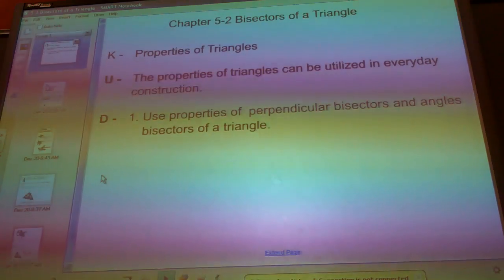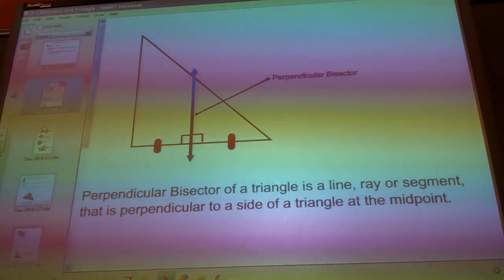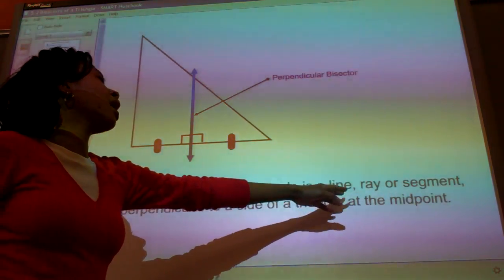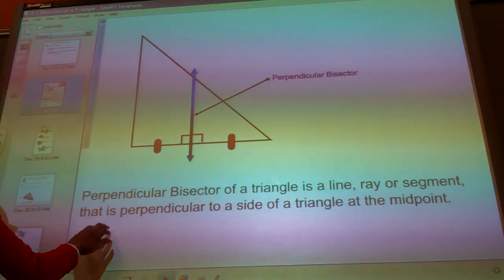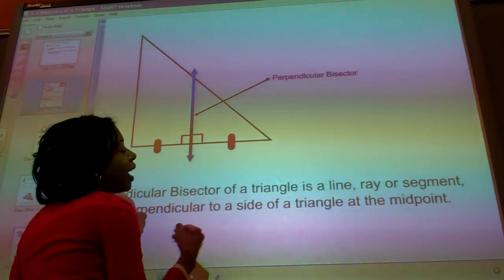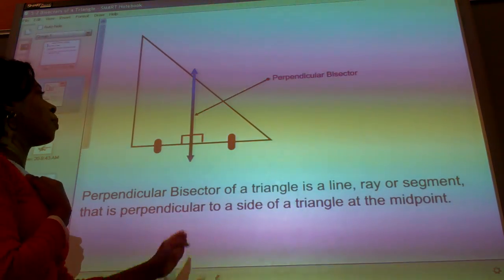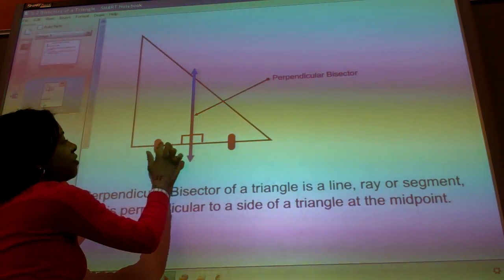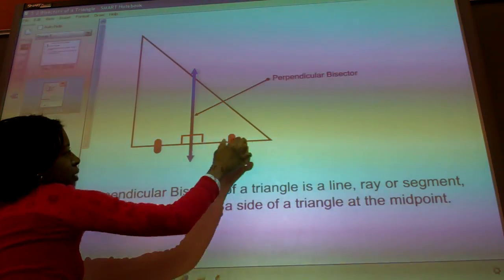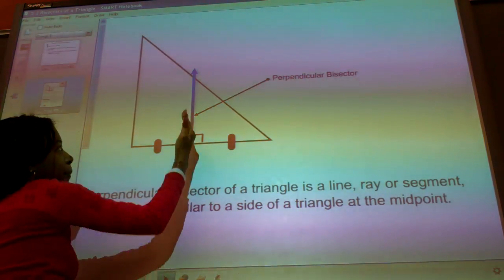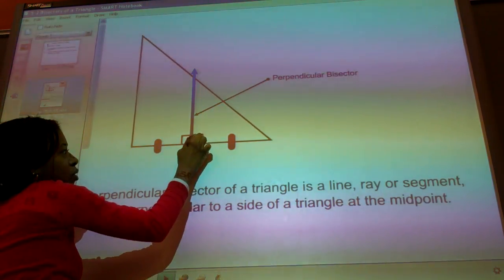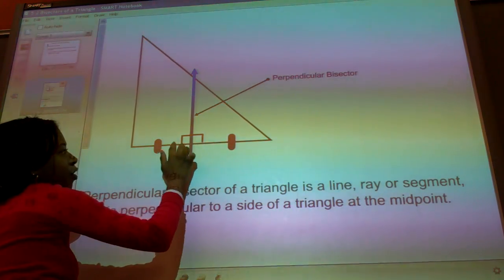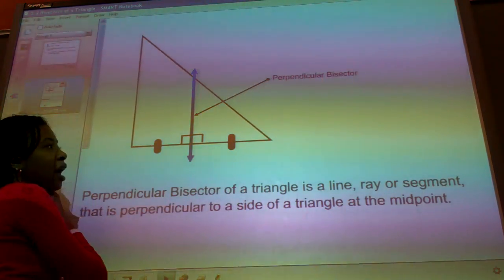To begin, we're going to start with a perpendicular bisector. A perpendicular bisector of a triangle can be a line, a ray, or a segment that is perpendicular to a side of a triangle at its midpoint. For example, my blue line here is a perpendicular bisector. It evenly divides this bottom segment in half. Two things happen. It's perpendicular, forming two right angles, and it bisects the side exactly in half.